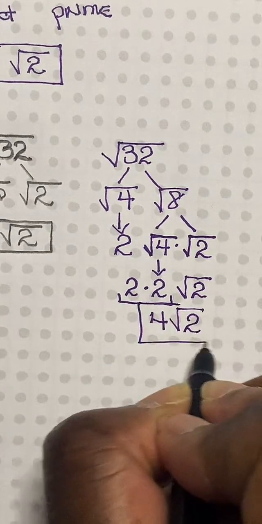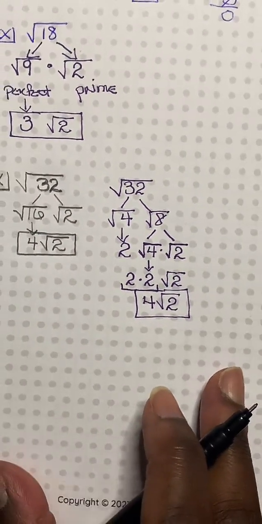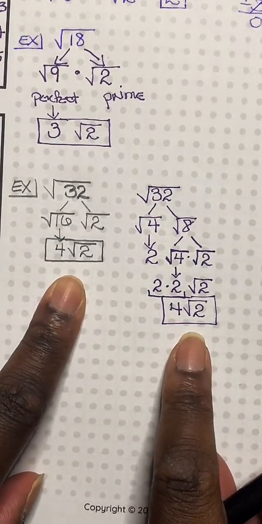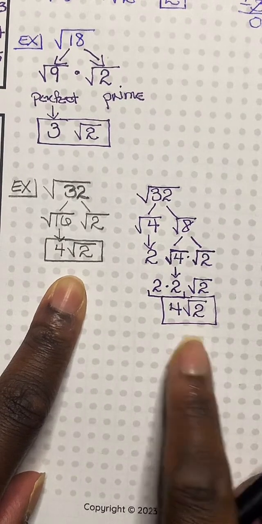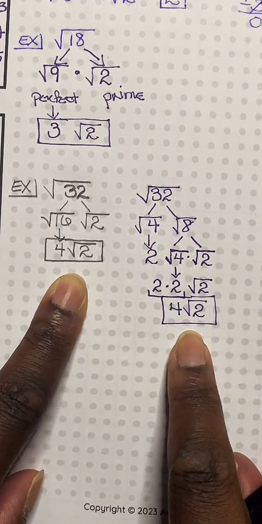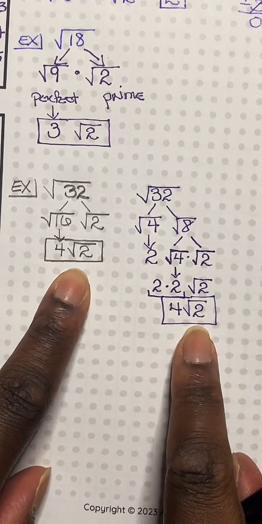So the reason why I wanted to show both of these is to show that you're going to get the same answer regardless. You're going to do a few more steps for one, but you will eventually get the same answer.